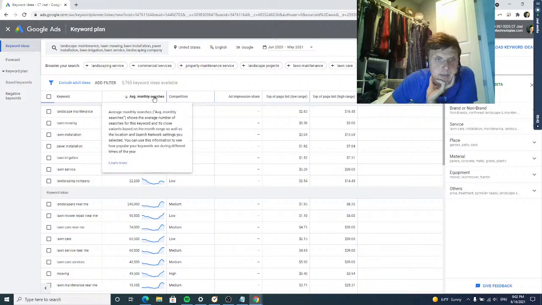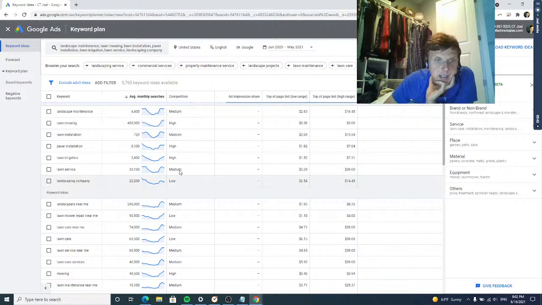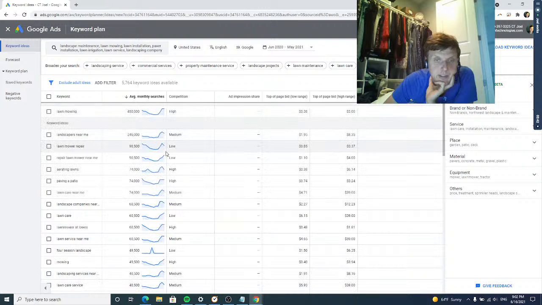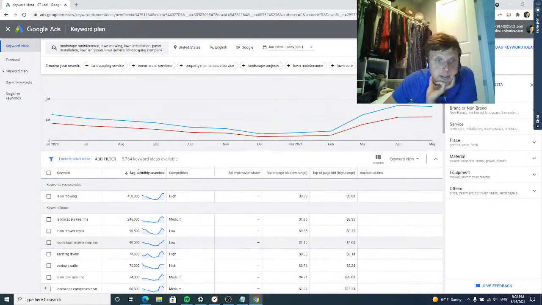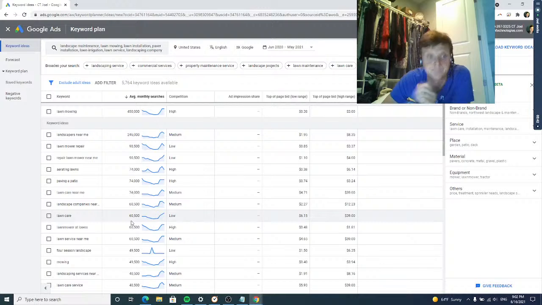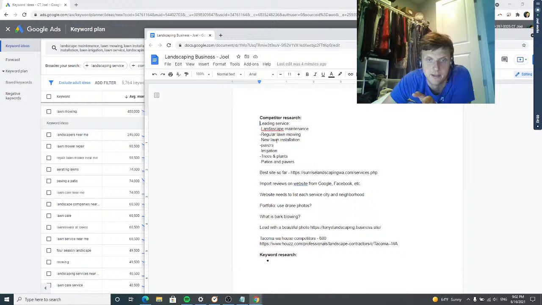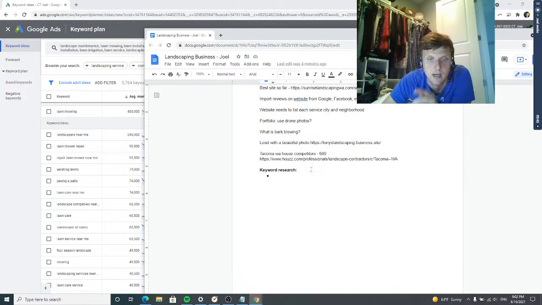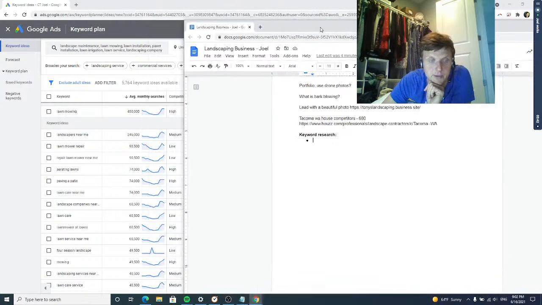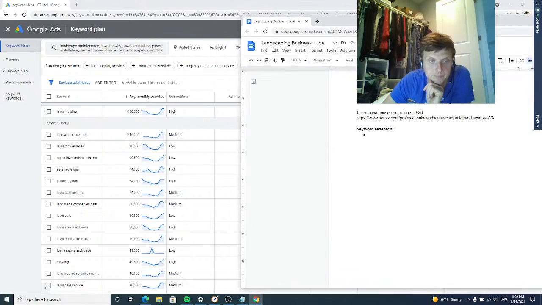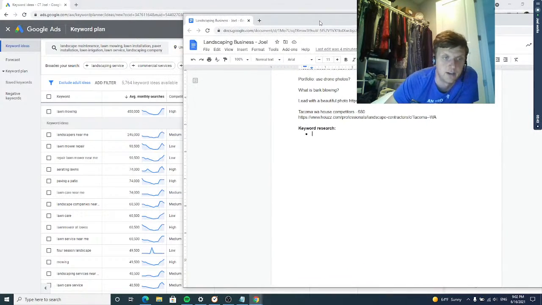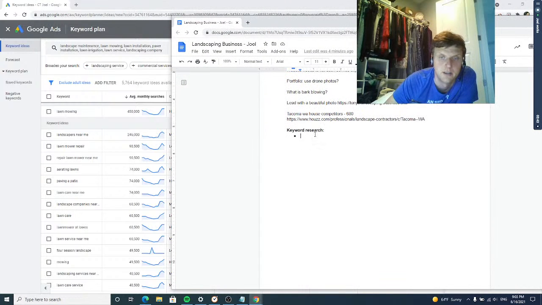I am going to sort by average monthly searches here to get an idea of which of these terms are most searched on. So I'm going to write down some of these terms. I have a document open here where I'm taking some notes. You can see my notes from the competitor research we did in the prior video. And now I'm going to be entering notes in for the keyword research section. So I'm going to add a few of these keywords in that I think are most relevant to what we're going to be doing. Lawn mowing being one of them.